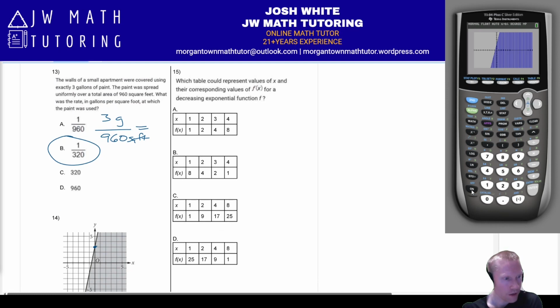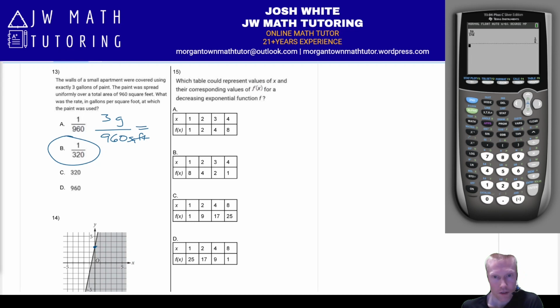All right, for problem number 15 here. They want to know which of these tables represents a decreasing exponential function. So again, I would use process of elimination. First of all, since it's decreasing, that means the f of x or the y values will get smaller as the x values get larger. So A is out because the values here actually get larger: 1, 2, 4, 8. That is increasing, not decreasing. B is decreasing, so we keep it. C is increasing, get rid of it. And D is decreasing, so we keep it.